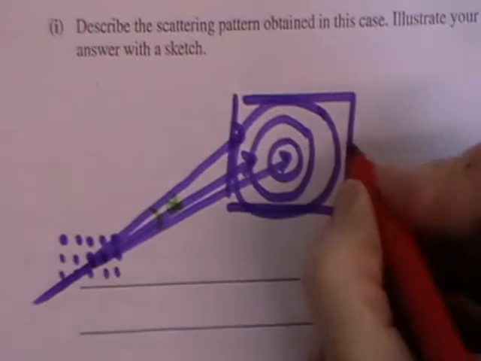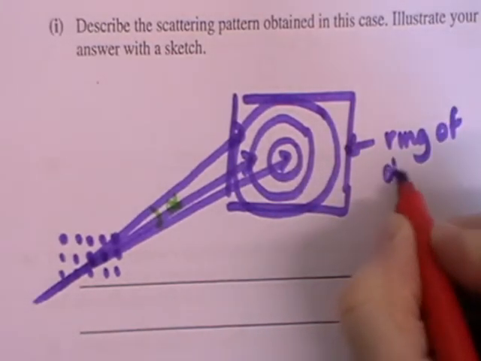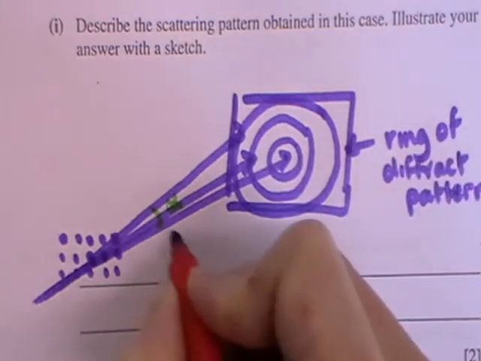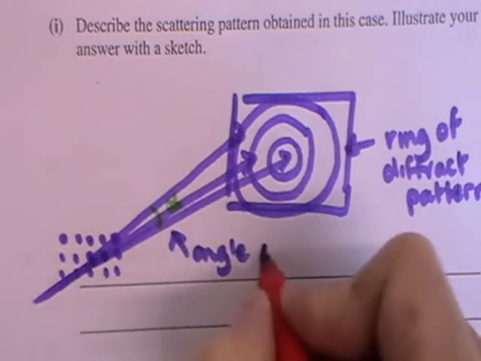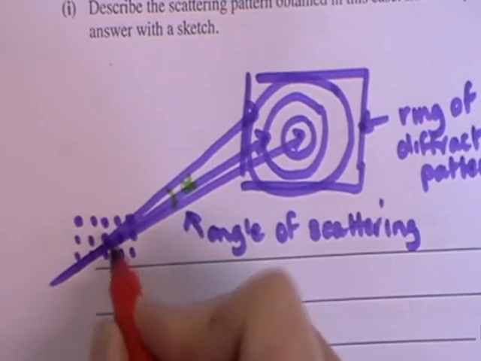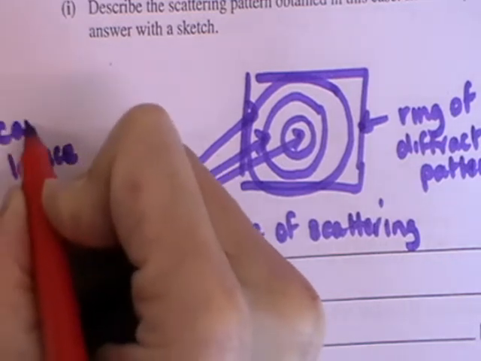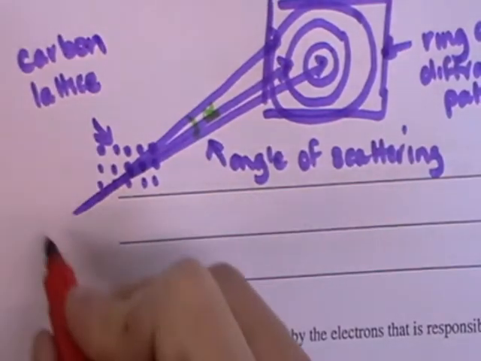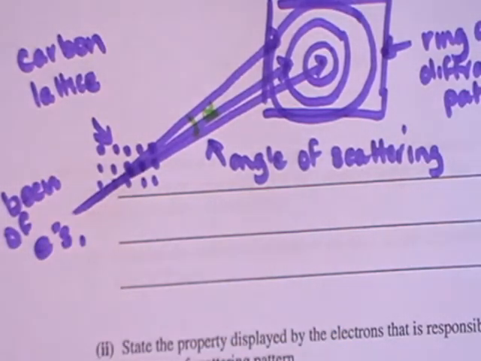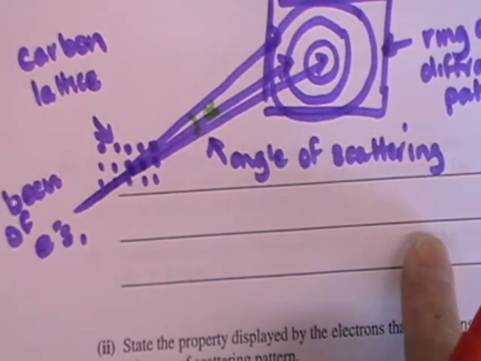Now, if you said ring of diffraction pattern, and you labelled this angle of scattering, and you labelled this lattice, carbon lattice, and beam of electrons, then you have shown that you've got 2 marks for that without even really having to say anything.